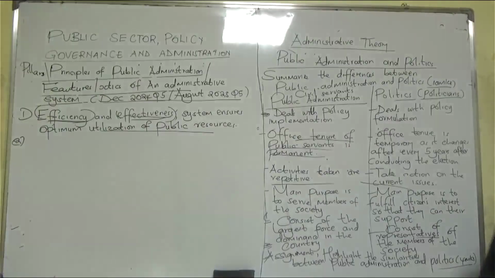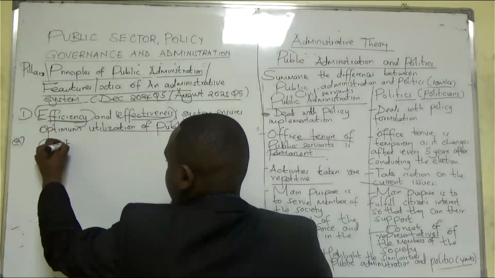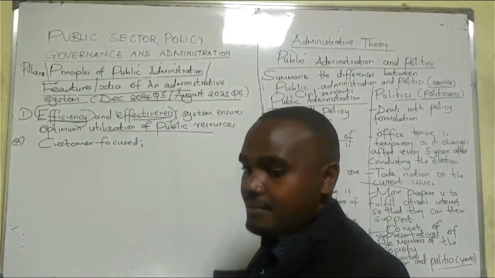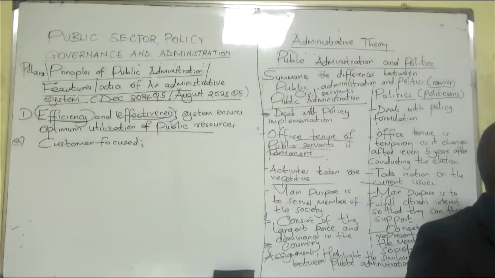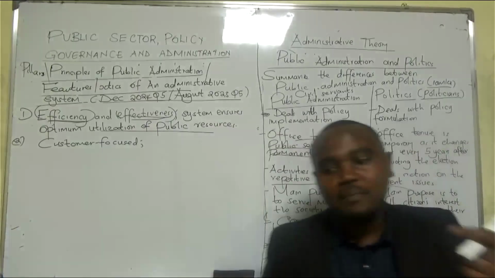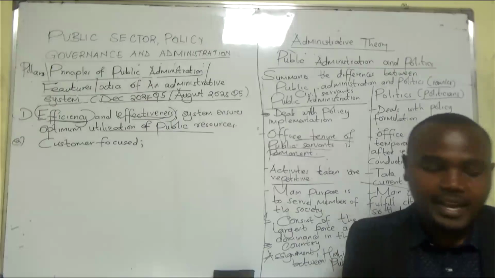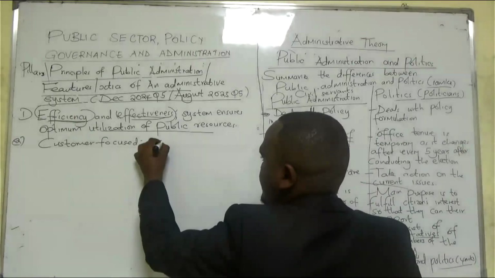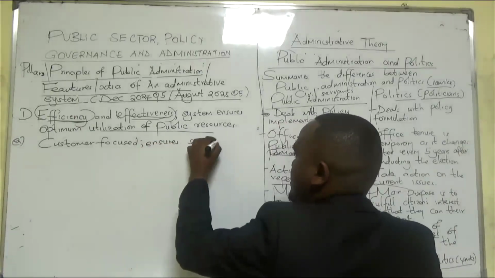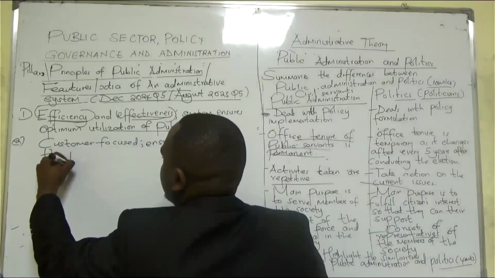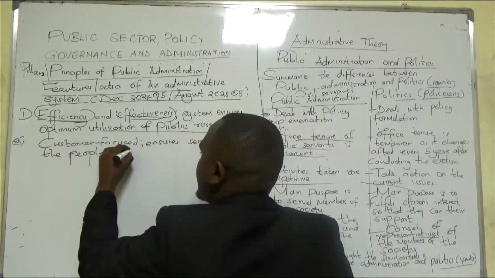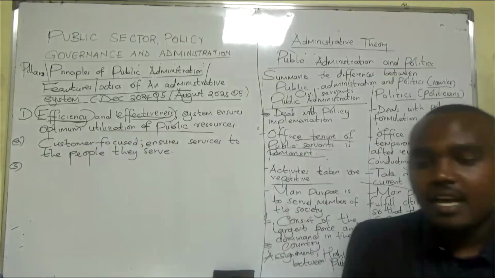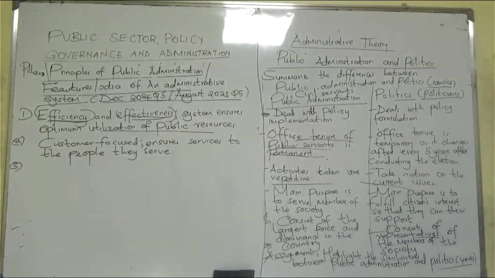The other one, customer focused. The administrative system, this system of rules and regulations that deal with the management of public affairs, must be customer focused, meaning it ensures services to the people they serve. Because we are dealing with members of the public.